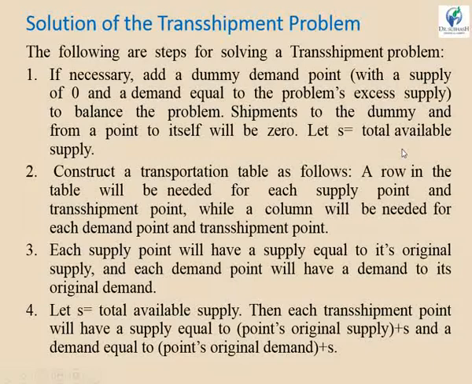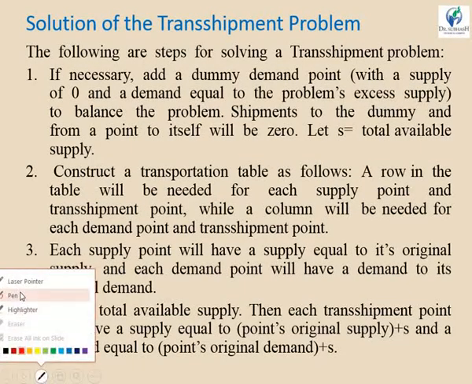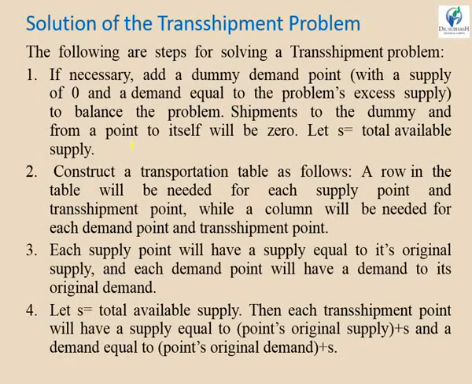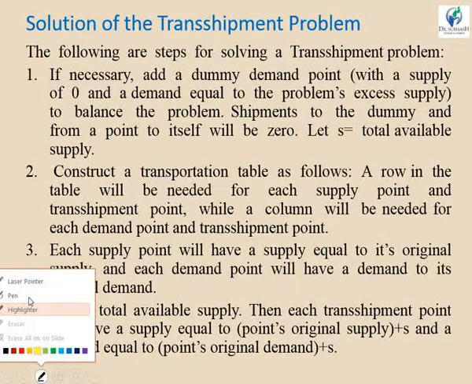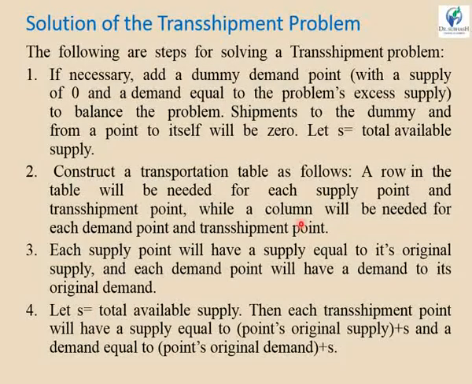Then let S be equal to the total supply available. Then construct a transportation table according to the data, where each supply point will have a supply equal to its original supply, and each demand point will have a demand equal to its original demand.